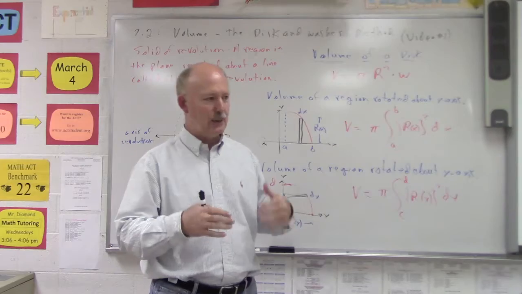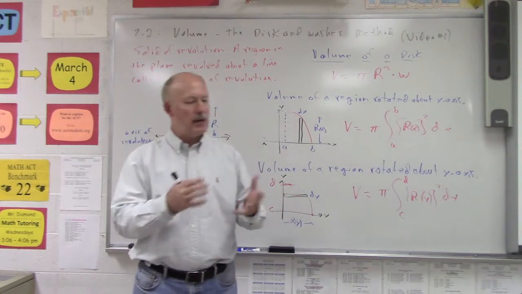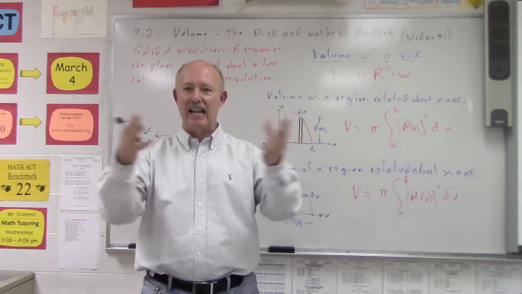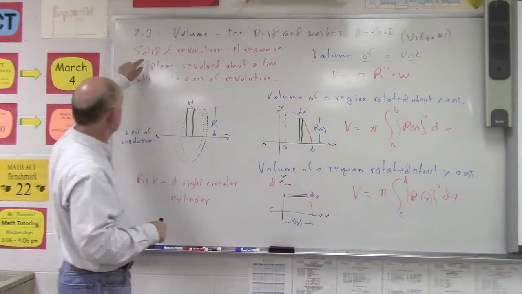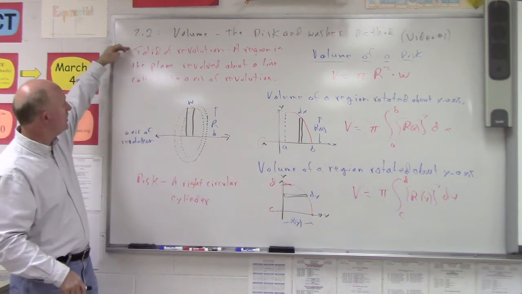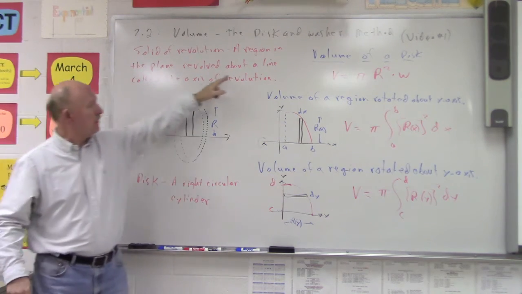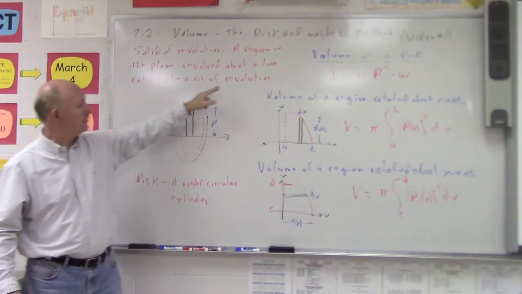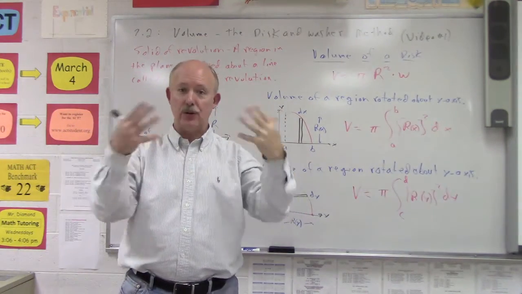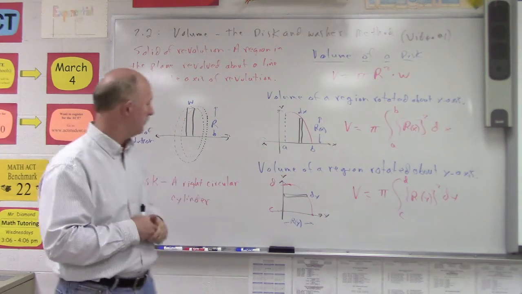I said we'll be looking at calculating volumes of shapes that have been rotated about a line, right? And that's what a solid of revolution is. A solid of revolution is simply a region in the plane revolved about a line called the axis of revolution. So when you revolve something about a line, you get a solid, what's called a solid of revolution.